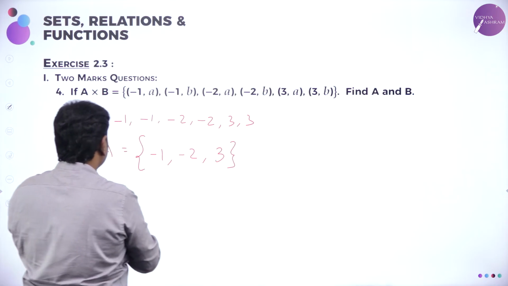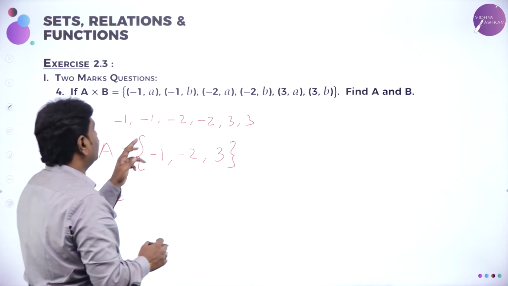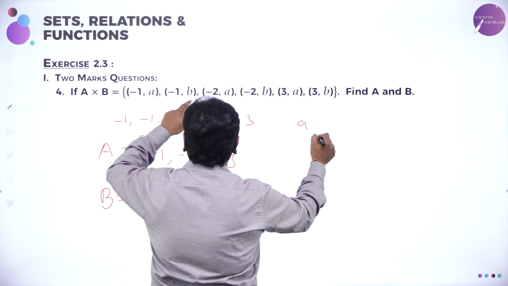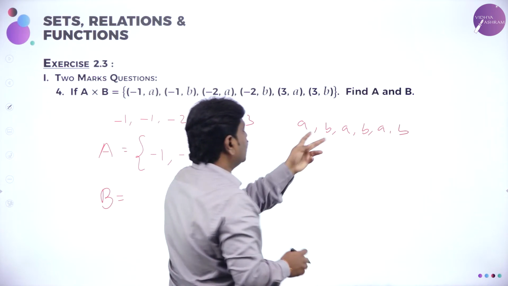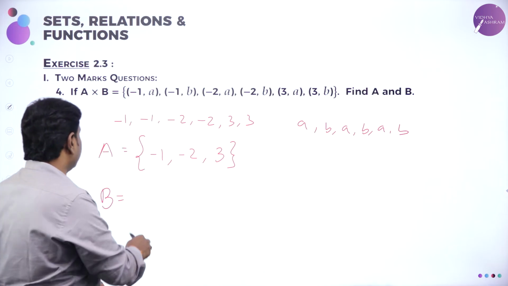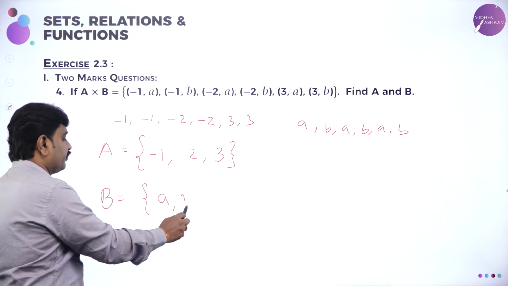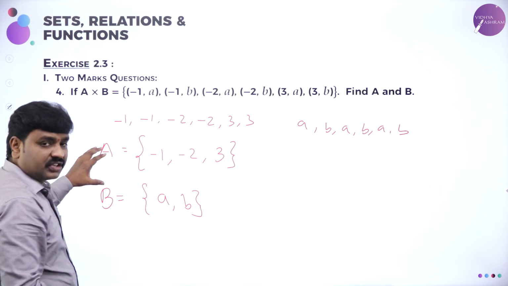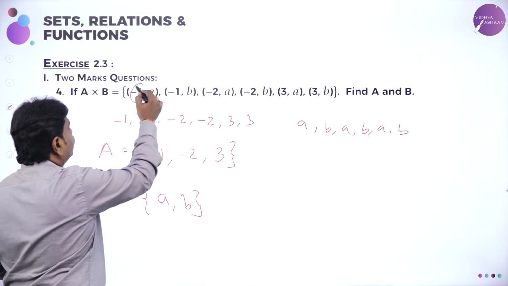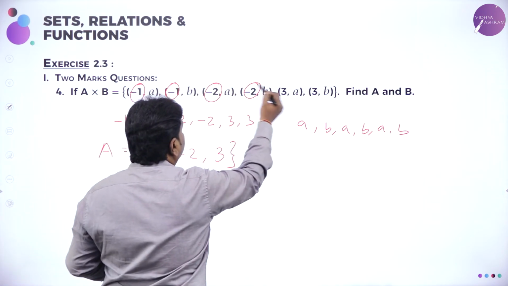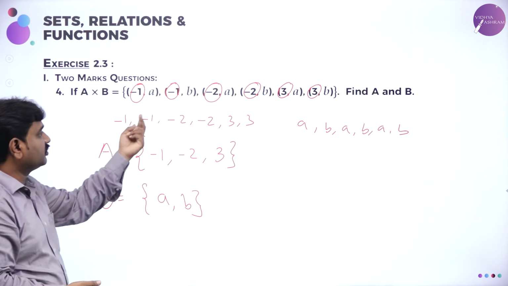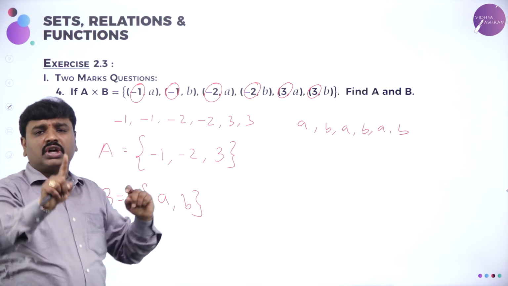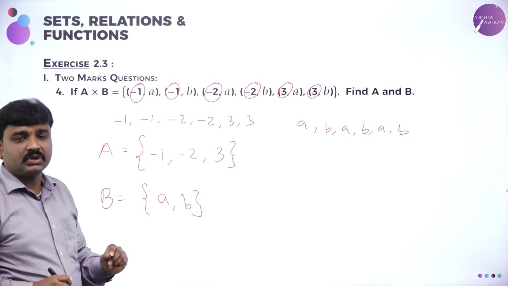And set B. So the set of second elements. What are the second elements? You have a here, b here, a here, b here, a here, b here. a, b, a, b, a, b means we have only two elements. Set B contains a and b. You should not repeat the elements. They wanted set A and B, the set of all the first elements. If I circle the first elements, I will get so many, but they are repeated. -1 repeated twice, -2 repeated twice, 3 repeated twice. I should take only once. I have taken. That's it.